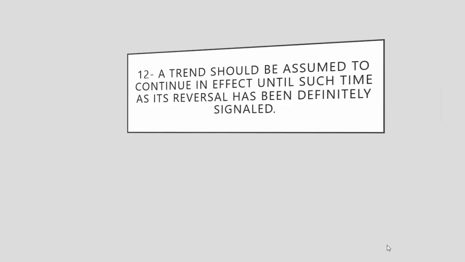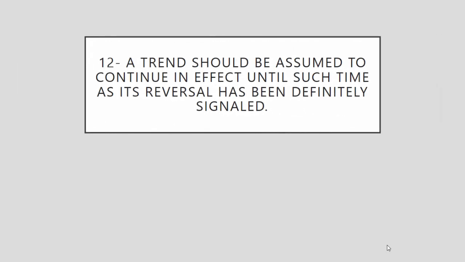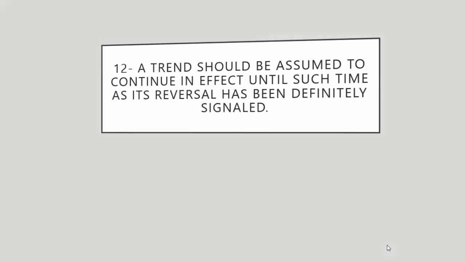The last principle, which is very important, is that a trend should be assumed to continue in effect until such time as its reversal has been definitely signaled. This principle is very obvious, and as we have talked, after 2 averages confirmation, we can say a new major trend has started. And this principle says that before that time, we shouldn't consider the current primary trend changed.